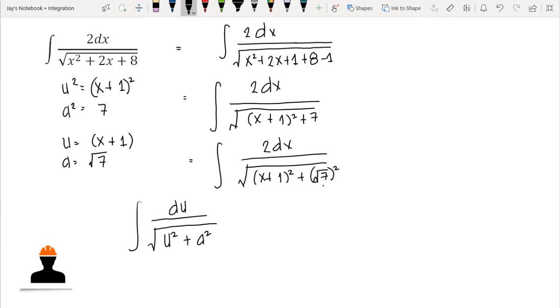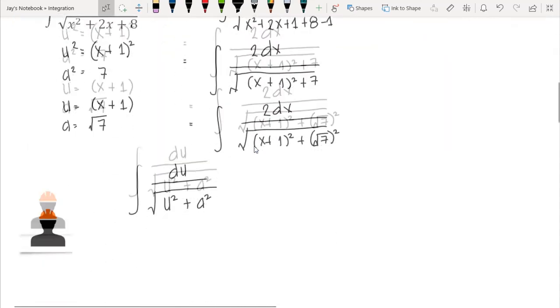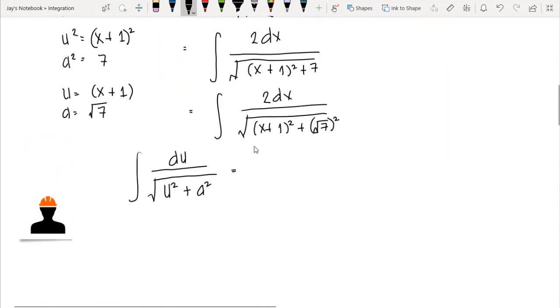So let's check in our integration rule. Let's choose whichever satisfies or whichever is similar to this function. And as what you can see here, the second rule satisfies our new function, that is du over the square root of u squared plus a squared is equal to the natural logarithm of u plus square root of u squared plus a squared plus c. So we can now use this one. We have identified already which is our u and which is our a.